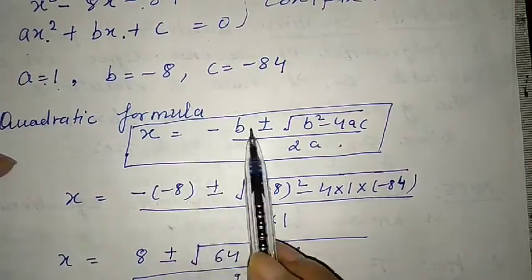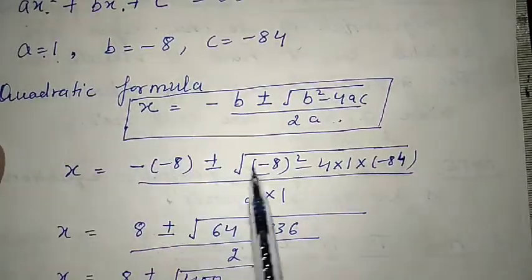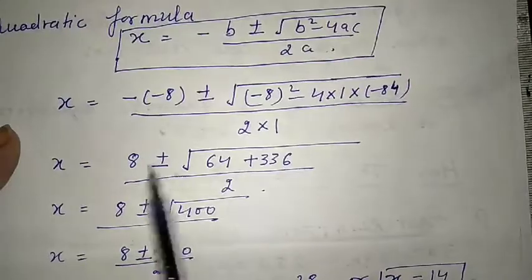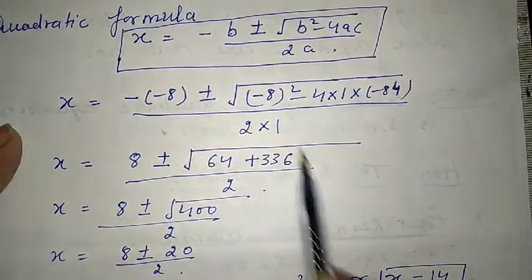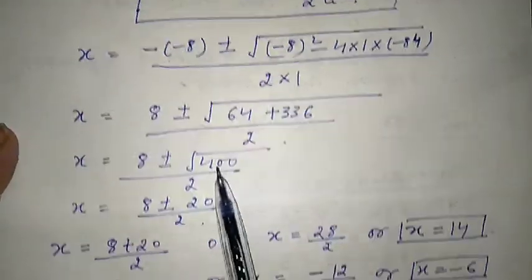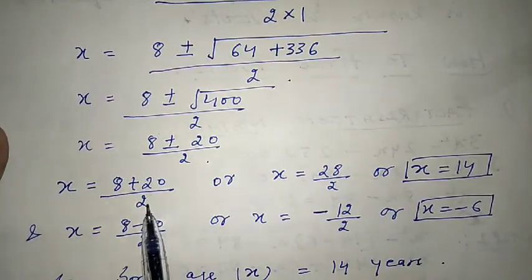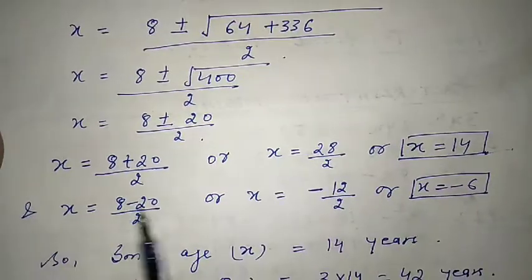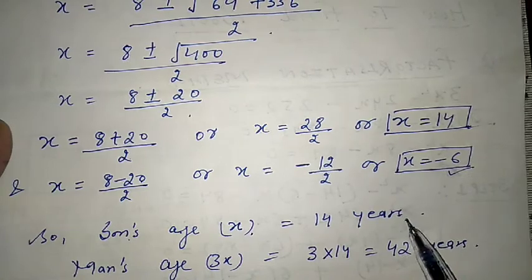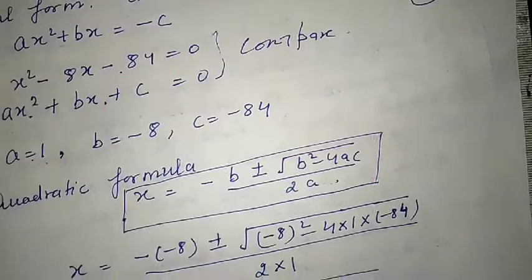So this is the quadratic formula we have discussed: x is equal to minus b plus minus under root b square minus 4ac upon 2a. Putting in all the values, on solution we are getting 8 plus minus under root of 64 plus 336, that is b square minus 4ac. When we do the calculation we get 400, and the root of this is 20. Now taking the positive sign first, x is equal to 8 plus 20 by 2, that is 14. Taking the minus sign, we know that age cannot be negative, so the son's age is x, that is 14 years, and the man's age is 3x, that is 42 years. So like this we have found it.